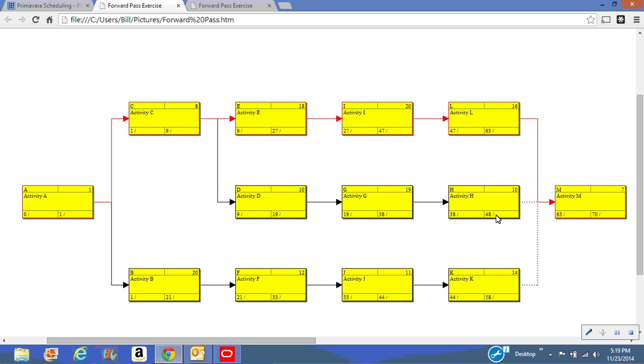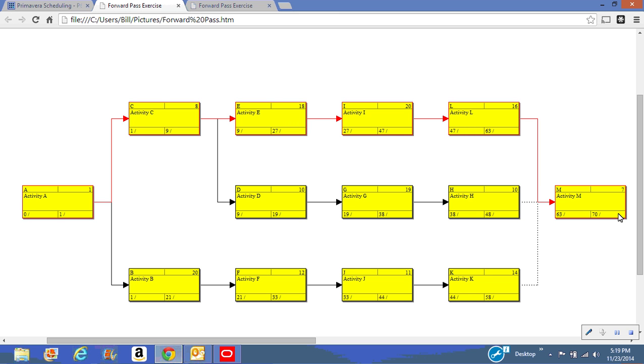We have one more path to consider. Again, activity A goes to activity B in this case. So B starts off on day 1, and it has a 20-day duration, so it finishes on day 21. Activity F starts on day 21. It has a 12-day duration, so it finishes on day 33. We continue on to activity K, which starts on day 44. It has a 14-day duration, so it finishes on day 58. But again, 58 is a smaller number than what we see the first time we did this exercise going across the top. So day 63 governs, which means the length of the project is 70 days.